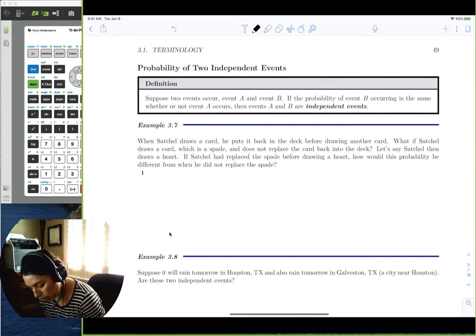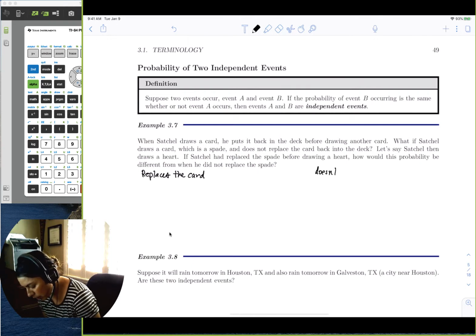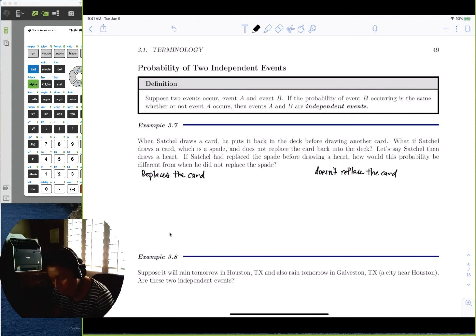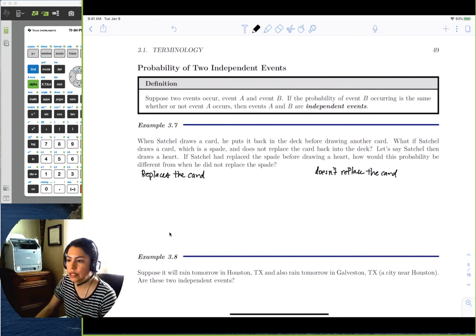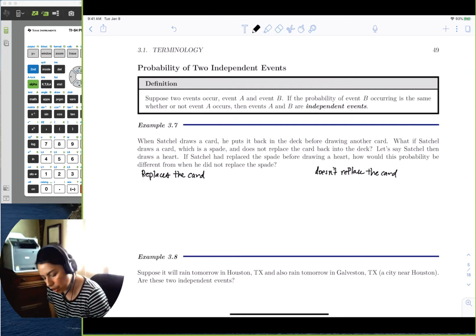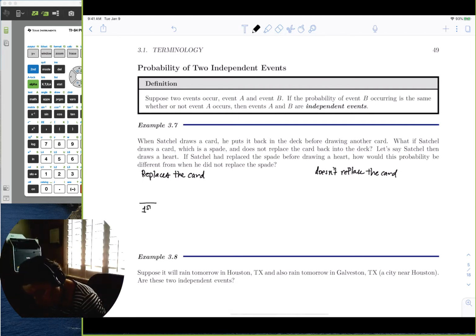So there are two situations happening here. There's one where he replaces the card, and another where he doesn't replace the card. Okay, so let's look first at the case where he replaces the card, since that's what we've been doing. Here's the first card and the second card, and these are the probabilities.